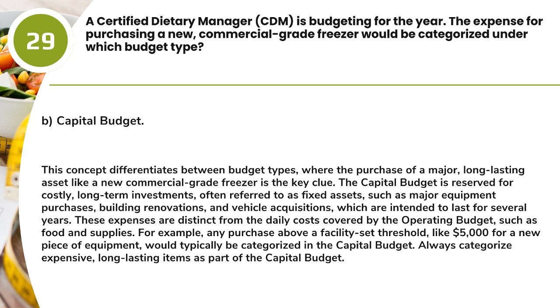For example, any purchase above a facility set threshold, like $5,000 for a new piece of equipment, would typically be categorized in the capital budget. Always categorize expensive, long-lasting items as part of the capital budget.